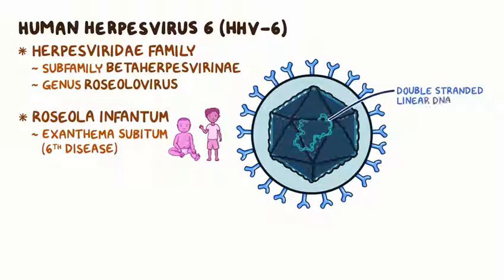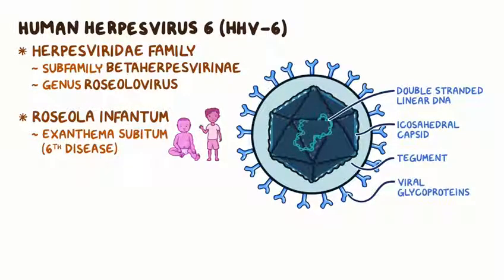Human herpes virus 6 is a double-stranded linear DNA virus surrounded by an icosahedral capsid, which is a spherical protein shell made up of 20 equilateral triangular faces. The capsid is covered by a protein layer called tegument, and enclosed in an envelope, which is a lipid membrane that contains viral glycoproteins and is acquired from the nuclear membrane of host cells.